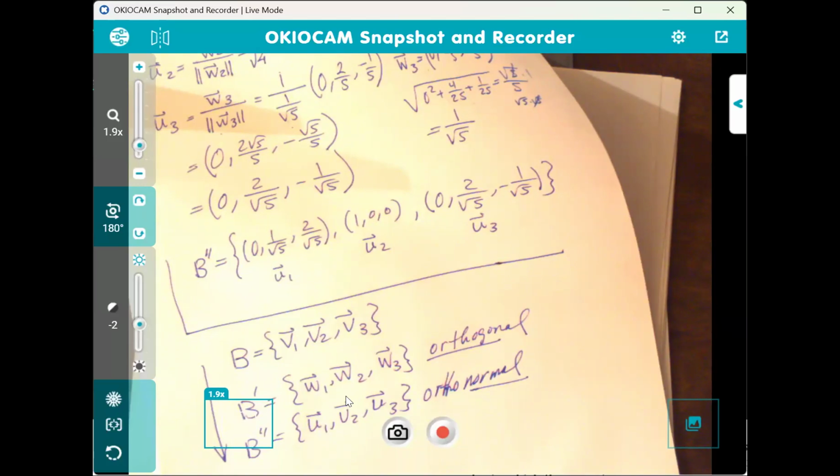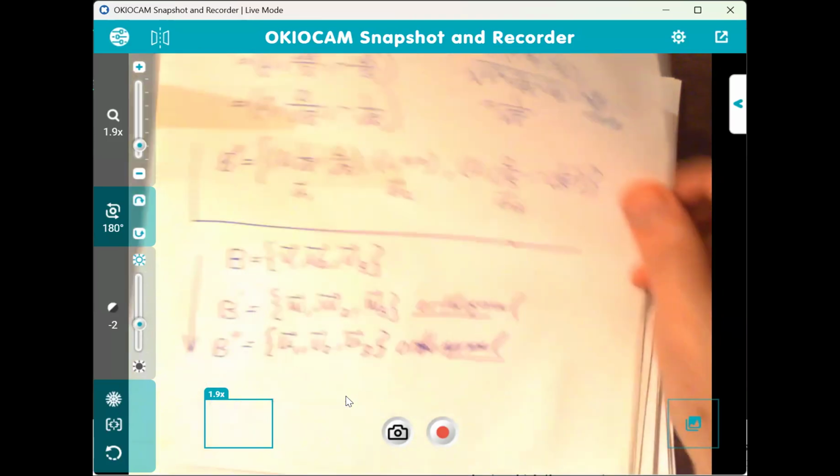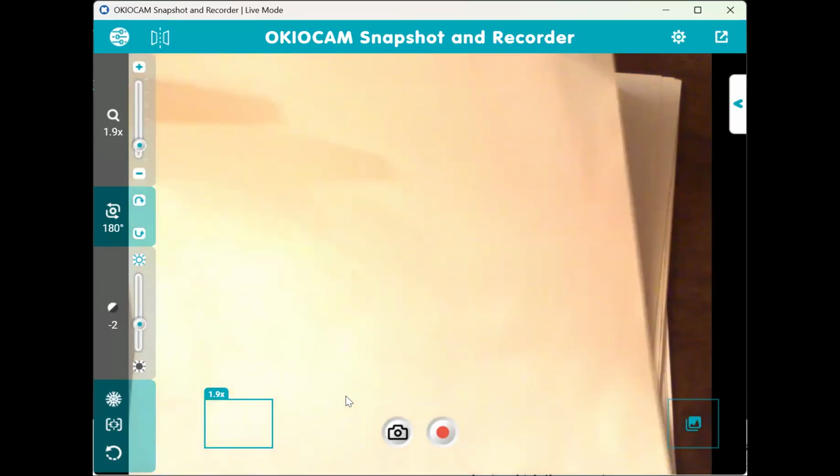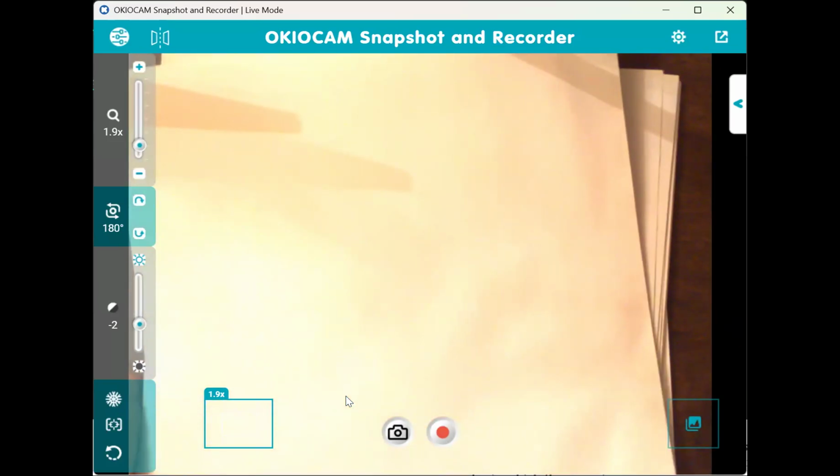So we're done with this section. This is really all we wanted to do in this section. And that means we're done with chapter 5. Now, if everyone's good on this, let's go ahead and go to chapter 7.